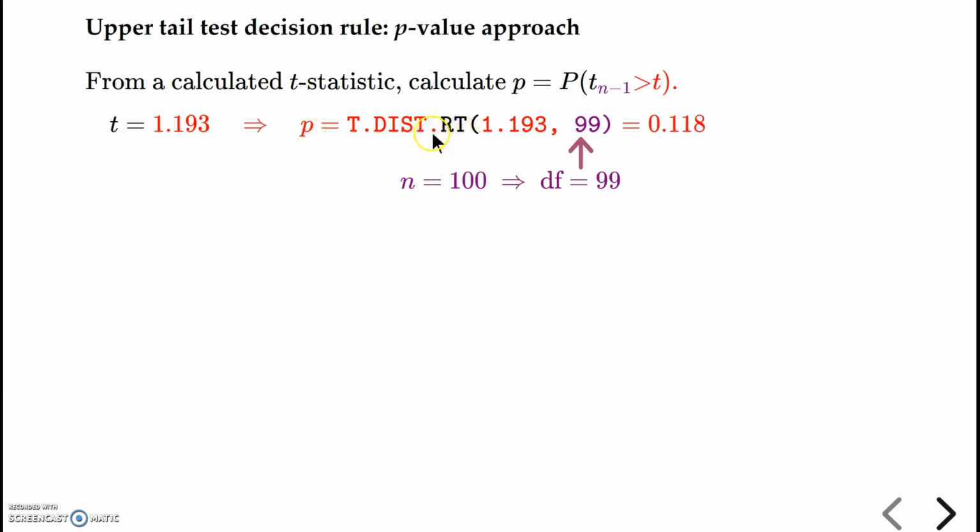If you ask Excel to calculate it using this equation here, in that way you don't have to find the 1 minus alpha p-value and then deduct it from 1, right? You can directly work out the p-value this way with the RT command. So the p-value that we got from Excel with the t statistic 1.193 is 0.118.